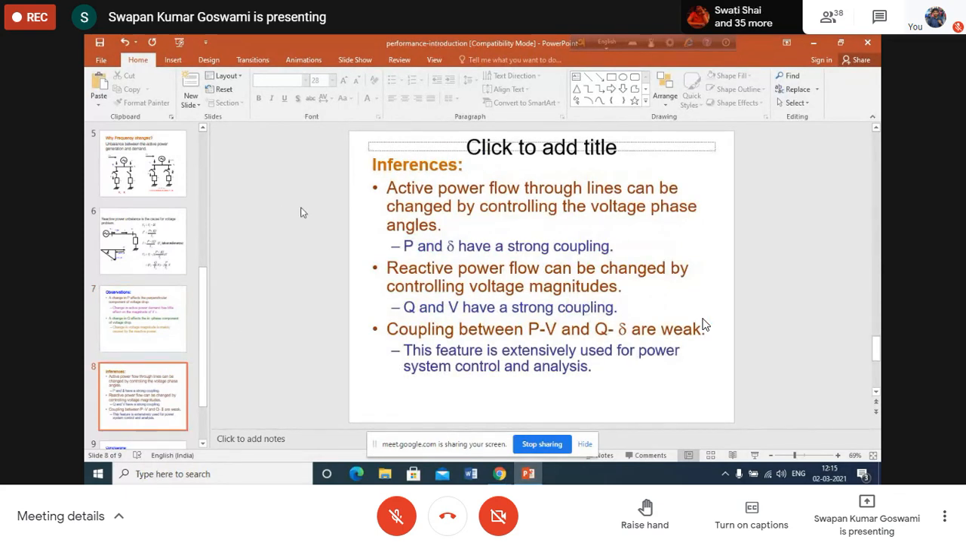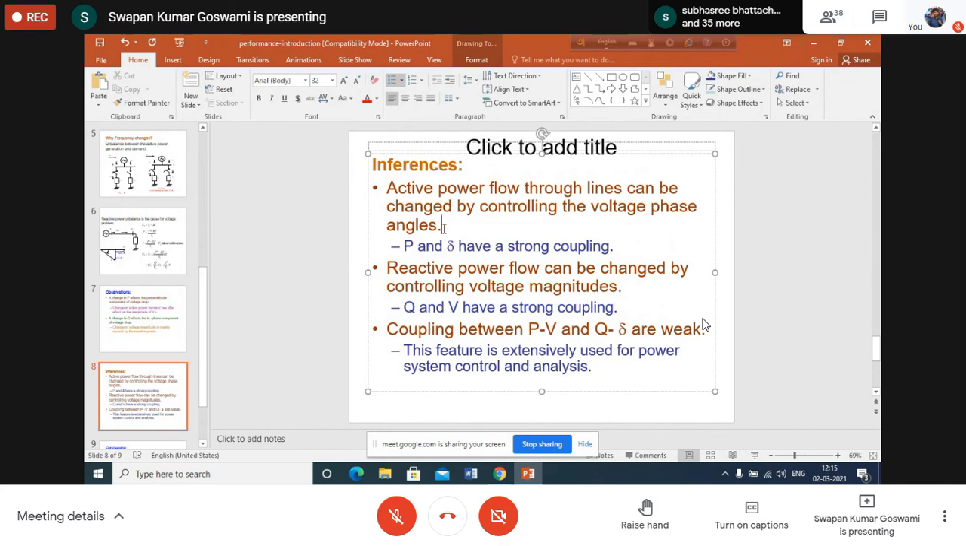Then what we can infer from this analysis, from this discussion, is that active power flow through lines can be changed by controlling the voltage phase angle. That means, we have seen that if you change the active power, then the phase angle changes. So in the reverse way, if you want to deliver more power through a transmission line, what can you do? You can arrange to change the phase angle difference.